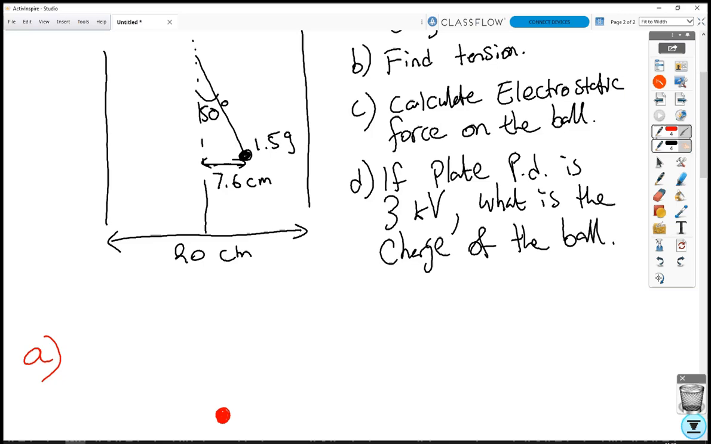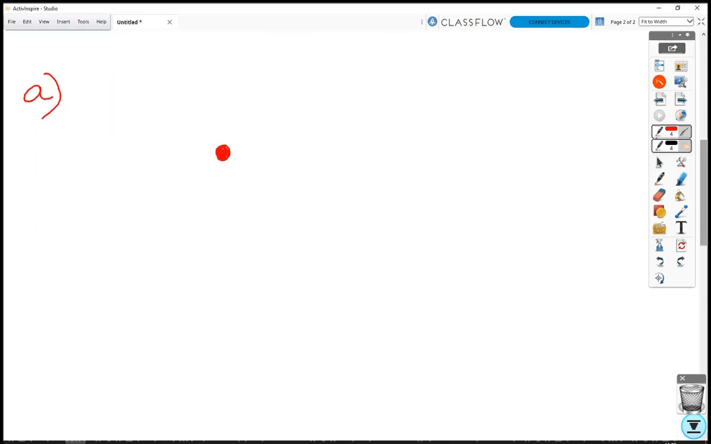So we know that there will be an electrostatic force to the right, and we'll label that as Fe. We know that the ball has mass, and if it has a mass, then it has weight. So we know that going down, we've got mg.